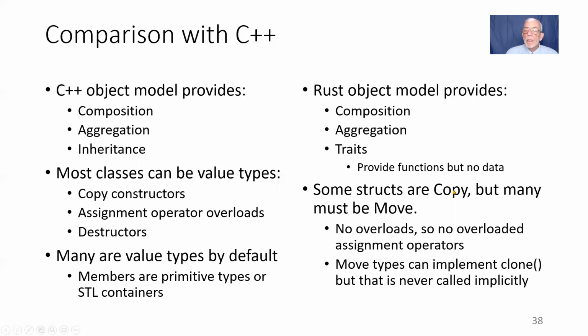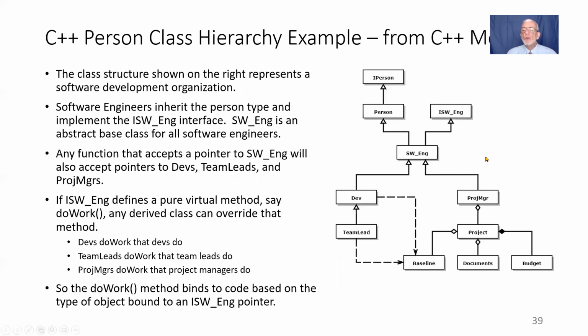Some structs are copy, but many must be moved. If I hold any data member that isn't copy, that doesn't satisfy the copy trait, then my struct will be a move type. Okay, one last comment. We use these relationships, composition, aggregation, and inheritance, to build interesting models. It turns out those relationships are enough to model just about everything that we need to do in software.